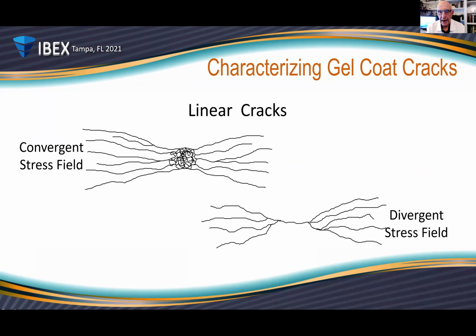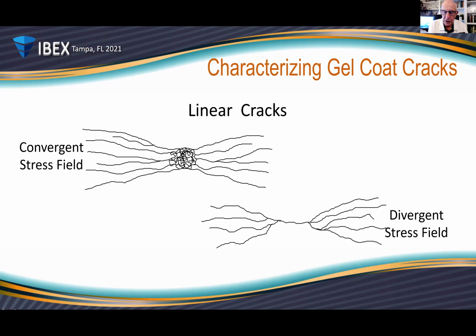There's another set of cracks, linear cracks, and there's two versions of this. One is a convergent stress field and the other is a divergent stress field. So if we take a panel, an FRP panel, composite panel, and we bend it this way, assuming it's gel coated, if we bend it far enough, it will crack. And generally those cracks will be what are called parallel stress cracks. However, if we have some impact involved while that panel's flexing, we can get this convergent stress field, which is a combination of an impact crack along with a parallel crack.